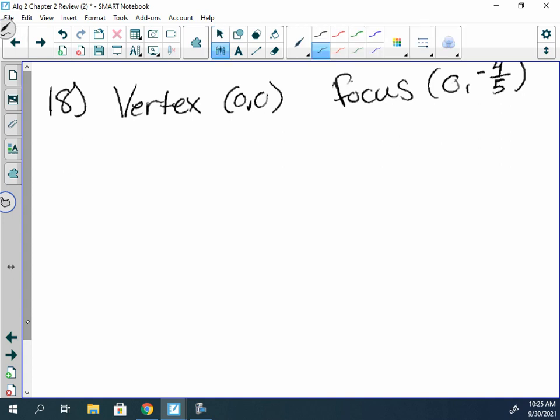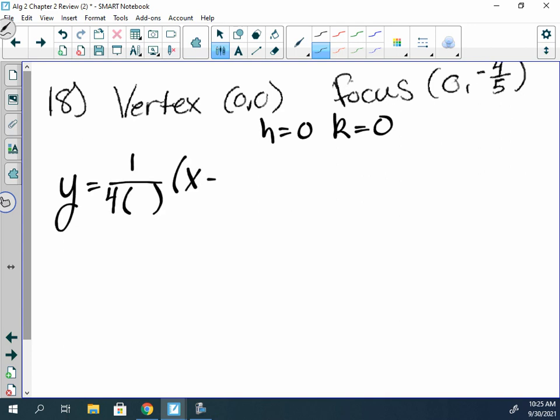So looking at this here, well, they gave me the vertex as 0, 0, so h is 0, k is 0. Well, that doesn't tell me much. But I do get the focus is 0, comma, -4/5. So from the vertex to the focus, the value of y did change from 0 to -4/5. Y equals, because that's the one where the focus and vertex, we do have a change in the value. So we have y equals 1/4p times x minus h squared plus k, yes? Now we can go on and fill it in, because h and k are both 0. So x minus 0 squared plus 0. Now we just need to find the value of p.